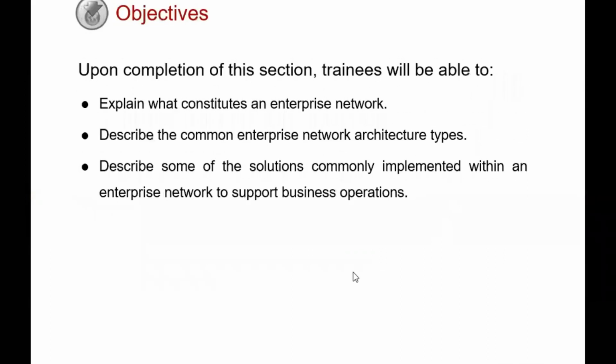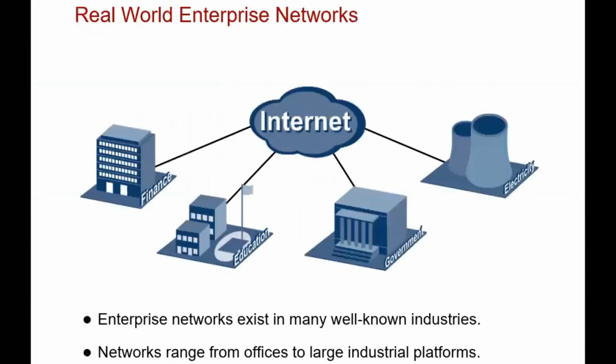By the end of this chapter, you should be able to, number one, Kenneth, you can just unmute your mic and read for us these objectives. Upon completion of this section, trainees will be able to explain what constitutes an enterprise network, describe the common enterprise network architecture types, describe some of the solutions commonly implemented within an enterprise network to support business operations. Yes, wonderful.